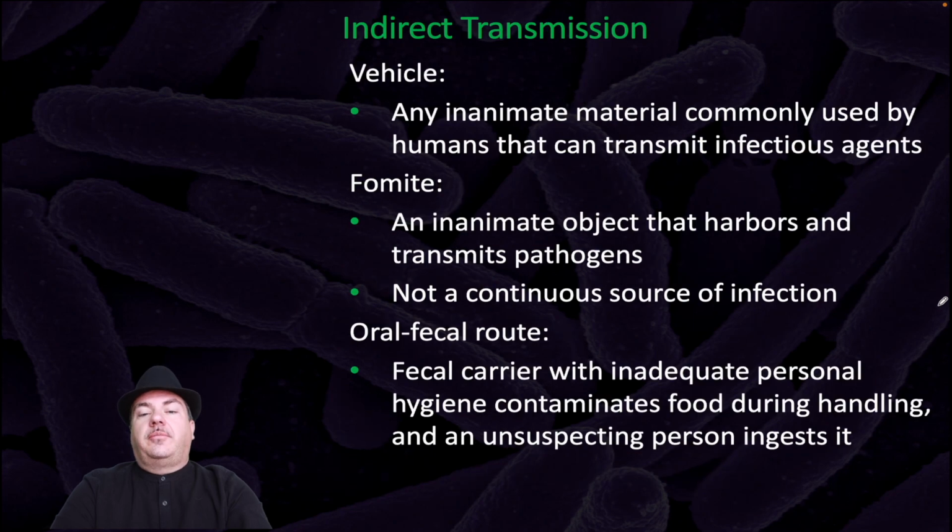With indirect transmission, we have vehicle, any inanimate material commonly used by humans that can transmit infectious agents. Fomite, an inanimate object that harbors and transmits pathogens, which is not a continuous source of infection. Oral-fecal route: a fecal carrier with inadequate personal hygiene contaminates food during handling, and an unsuspecting person ingests it.